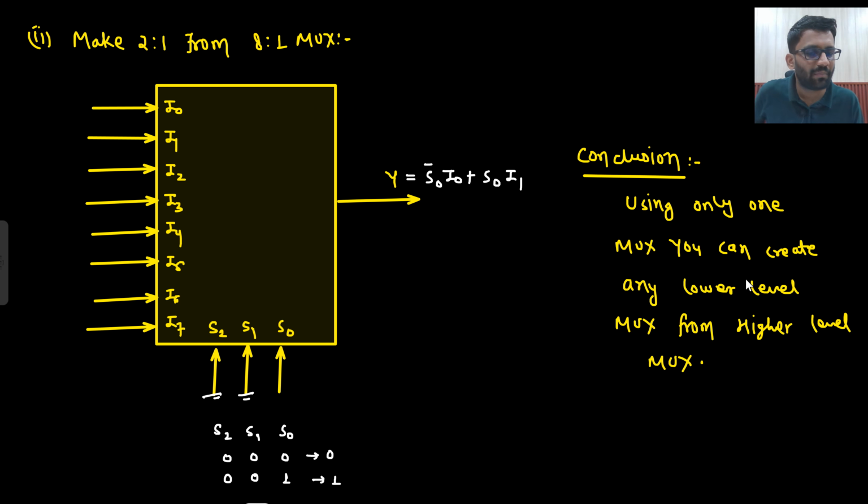So using only one mux, you can create any lower level mux from a higher level mux easily. If you have 8 cross 1, you can make 2 cross 1 and 4 cross 1 as well. How will you make 4 cross 1? You will keep S2 equal to 0 and keep varying S1 and S0. Very easy thing. Sometimes you might get puzzled about what they are asking.